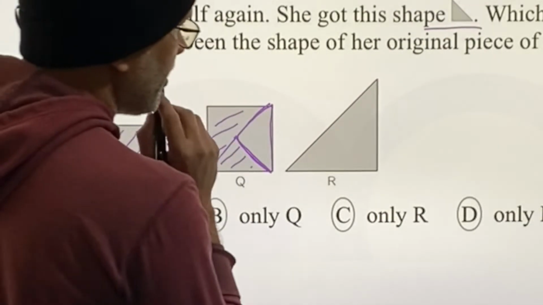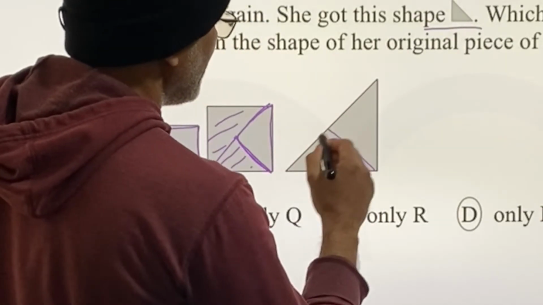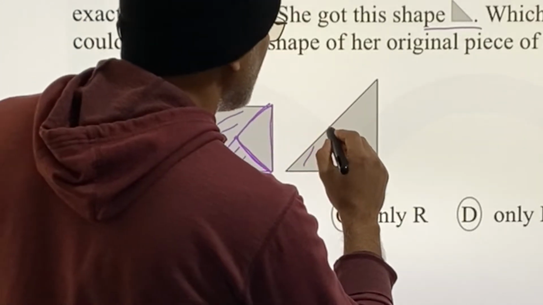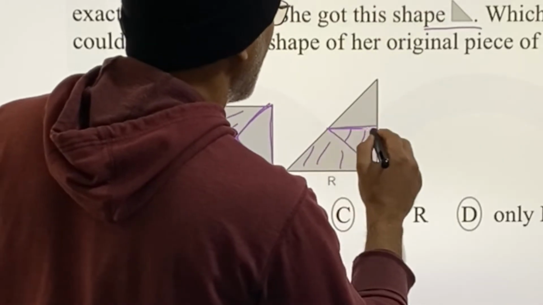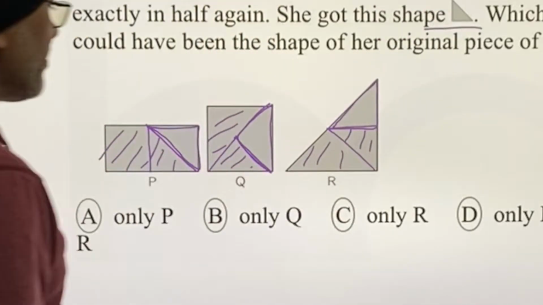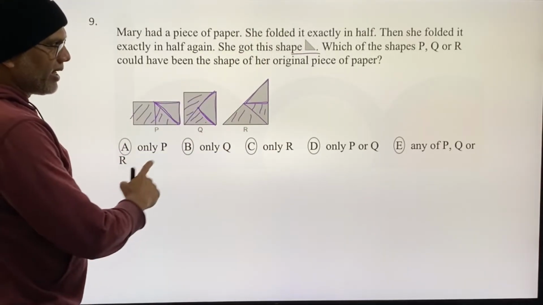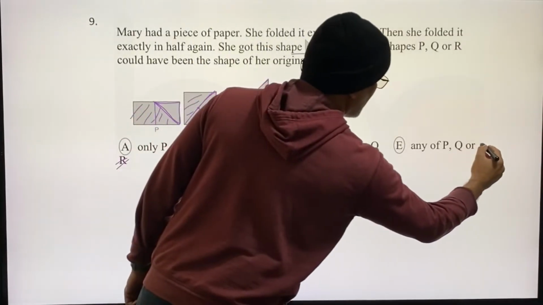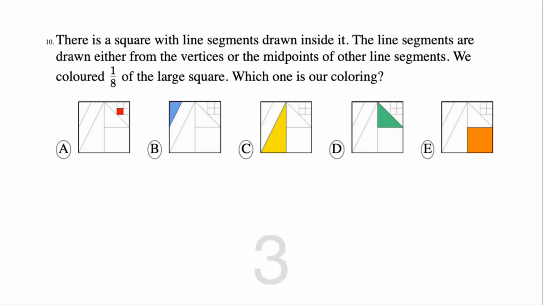For this one, let me fold it like this, right? I'm going to fold this on top, and then fold it like this, and again I will end up with that shape. So in all cases I will end up with that shape. Then it is any of P, Q, or R, and E is the correct choice.